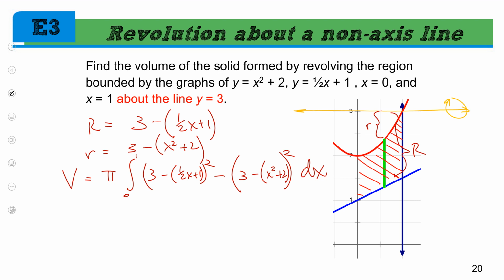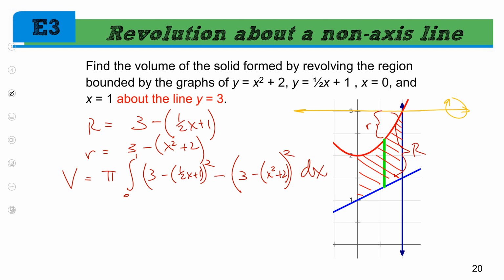Make your life easy. Simplify what's inside of that before you square it. That's actually 2 minus 1/2 x, or 1 minus x squared in the second one. Questions?